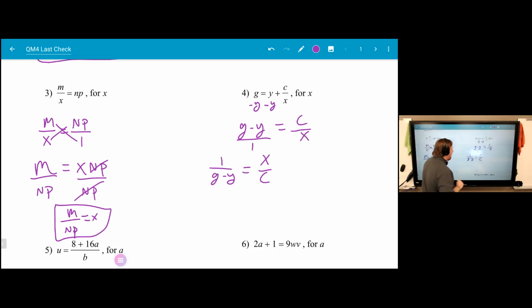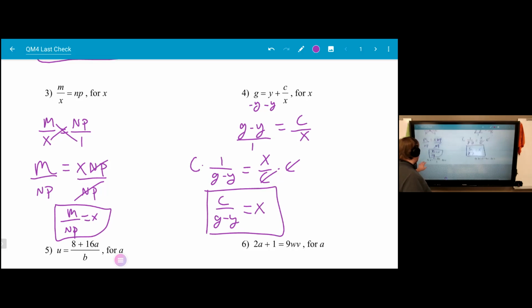The variable I'm trying to solve for is in the numerator. I'm dividing by c. I get rid of dividing, or I cancel out. I'm not even canceling. I neutralize, or I simplify, by multiplying both sides by c. And when I do that, I get c times 1. So c divided by g minus y equals, well, the only thing I'm left with is x.